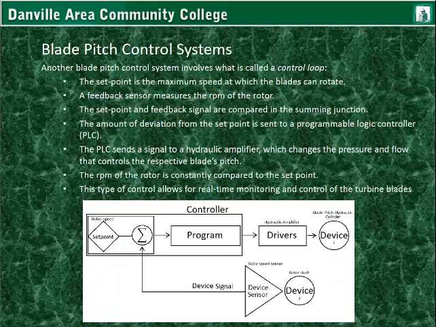Another blade pitch control system involves what is called a control loop. The set point is the maximum speed at which the blades can rotate. A feedback sensor measures the RPM of the rotor.